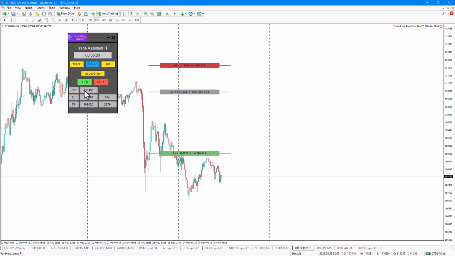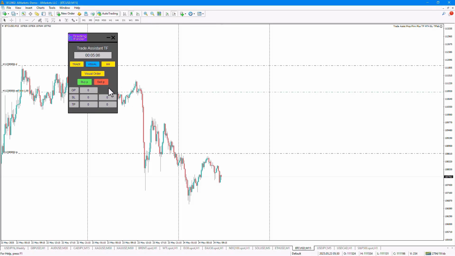In the lower section, information about the open price, stop loss and take profit is also displayed, so you can see the stop loss and take profit amounts here as well. Here I set a sell pending order, and as you can see, the pending order was set for me.